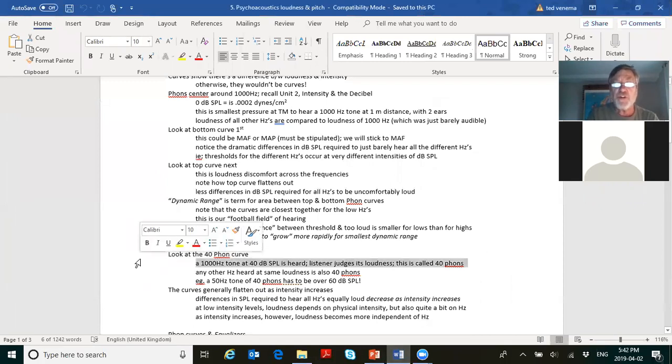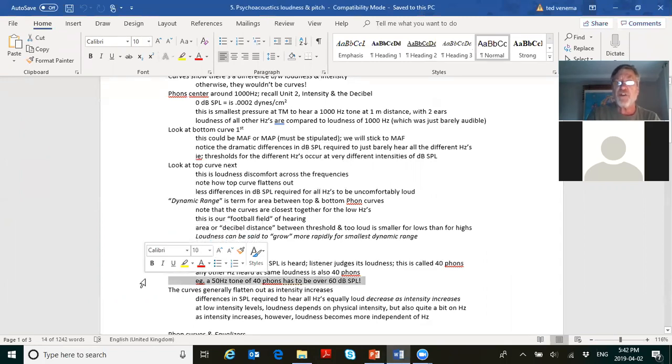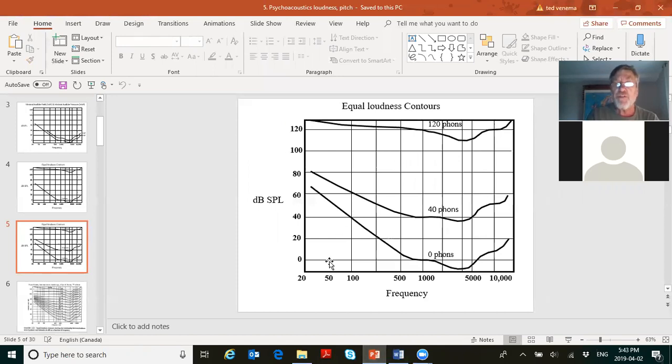A 1,000 hertz tone at 40 dB SPL is heard. The listener judges its loudness, and this is called 40 Fawns. Any other frequency heard at the same loudness is also 40 Fawns. For example, a 50 hertz tone to be 40 Fawns has to be more than 60 dB SPL, almost downright 80.